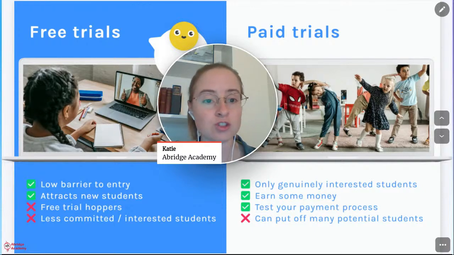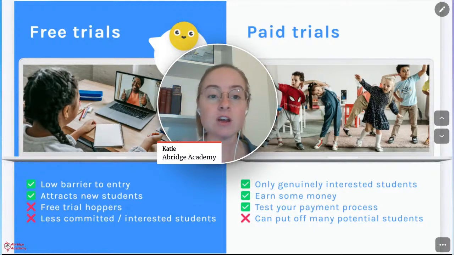If, however, you've got a pretty fully packed schedule and you can be a lot more selective about who you're offering trials to, because you don't have the time to offer loads of trials, okay? So you've only got a few hours a week that you can do them to accept your last few students, then charge. And I think it's very much a decision you have to weigh up and think about what stage you're at in your business.